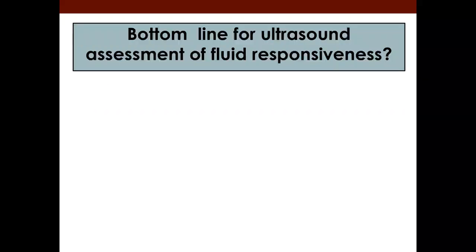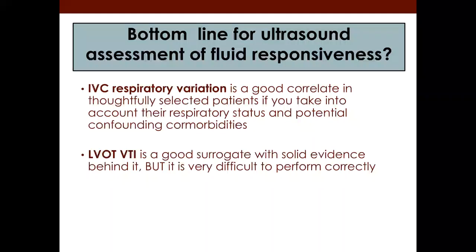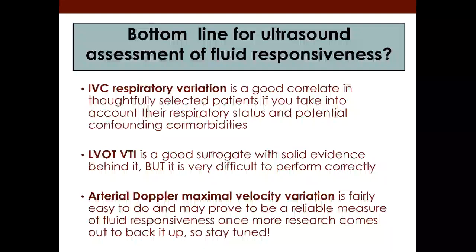All right, so the bottom line for ultrasound assessment of fluid responsiveness: IVC respiratory variation can be a good correlate in thoughtfully selected patients if you take into account their respiratory status and potential confounding comorbidities. LVOT-VTI is a true stroke volume surrogate with solid evidence behind it, but it can be very difficult to perform correctly. Arterial Doppler max velocity variation is fairly easy to do, may prove to be a reliable measure of fluid responsiveness once more research comes out, so stay tuned.